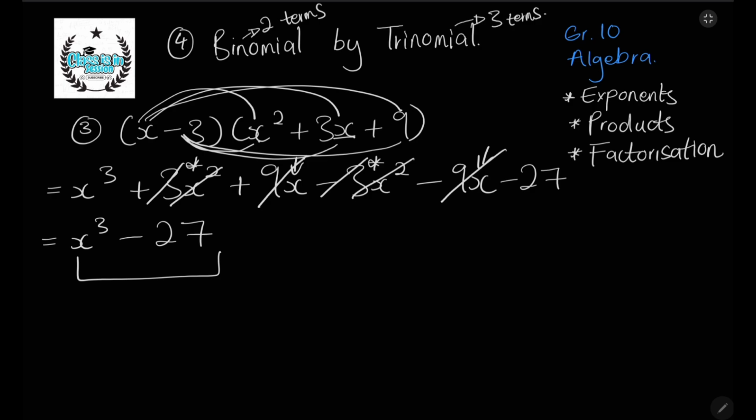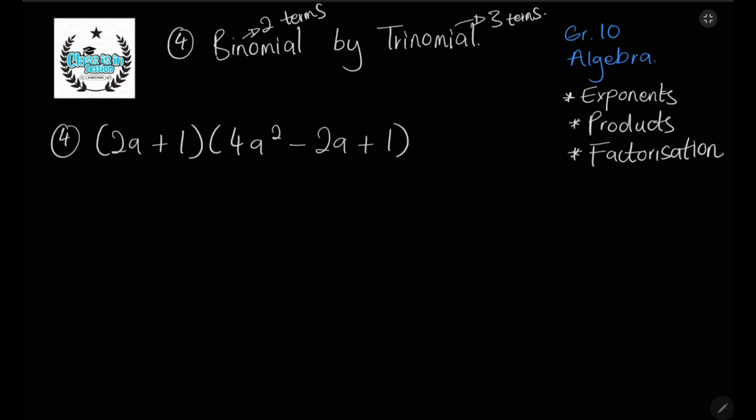Now let's move to the fourth example. Let's try a sum of cubes. This time we have coefficients. 2a plus 1 times 4a squared minus 2a plus 1. 2a times 4a squared. What do we get? 2 times 4 is 8. A times a squared is a cubed.